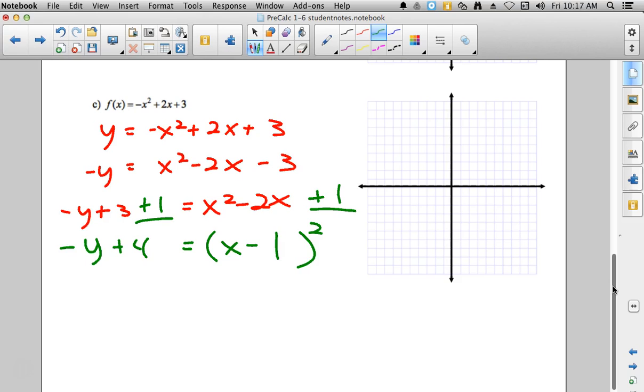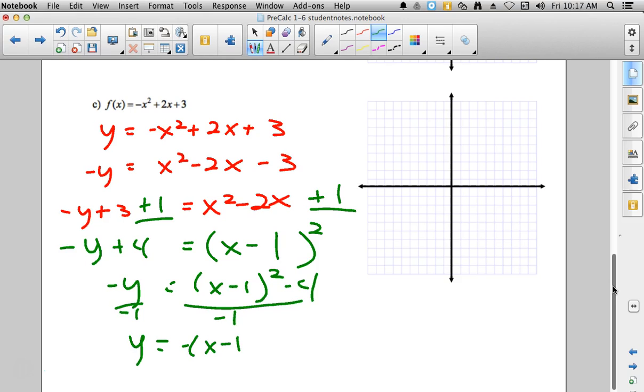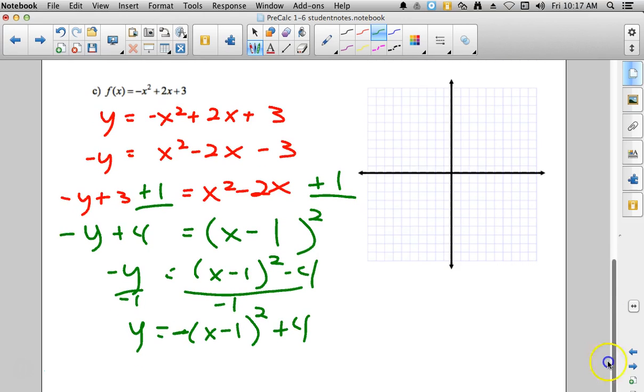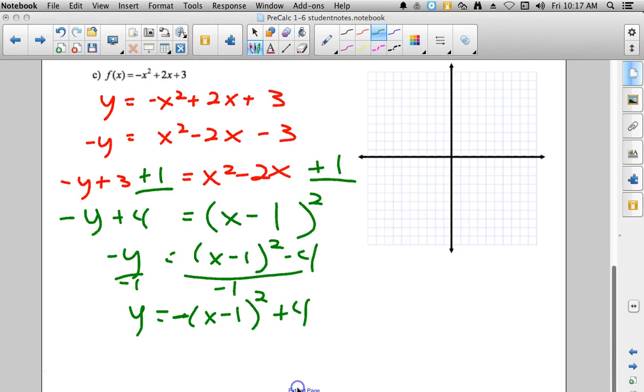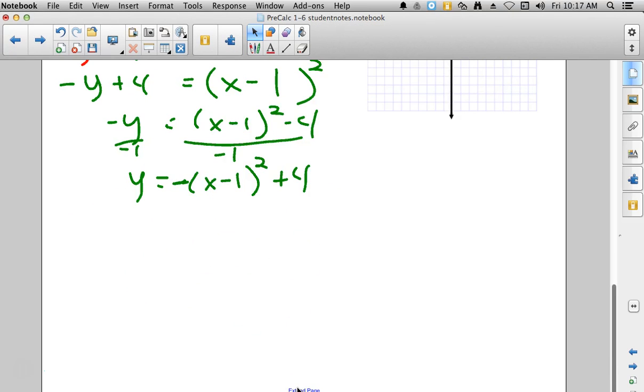Already looking much better, but now we need to get y by itself. Subtract 4 and divide by a -1. Yep, yes, you got it. Oh, fine, move up. There we go. And I don't know about you, but I'm pretty confident you guys could describe those transformations now, right? Wouldn't be an issue at all.